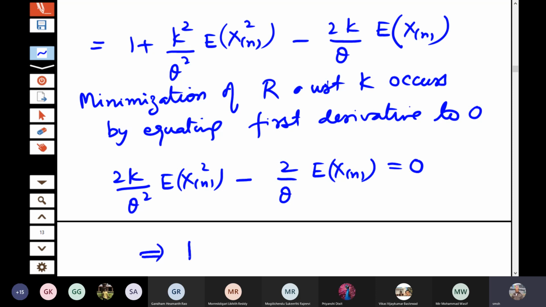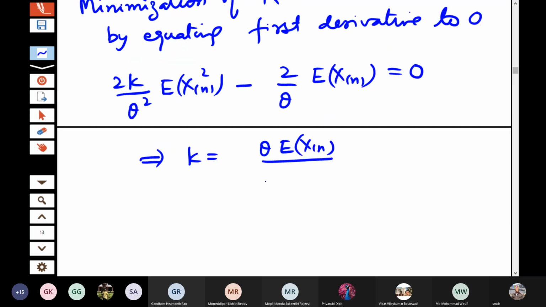This means k is equal to theta times expectation of xn divided by expectation of xn square. Is that okay? The minimizing choice is theta into expectation of xn divided by expectation of xn square. Is that okay?